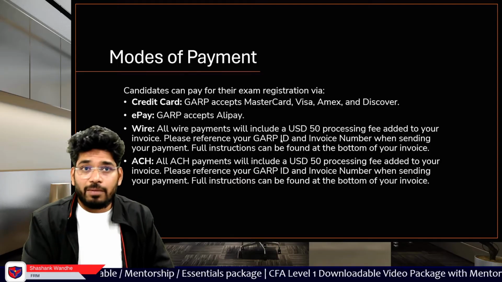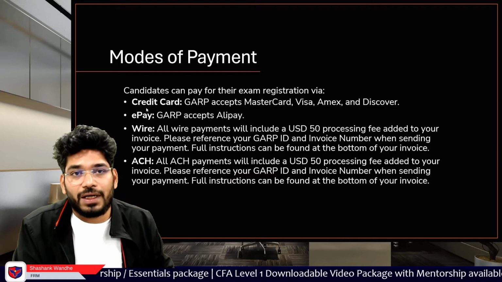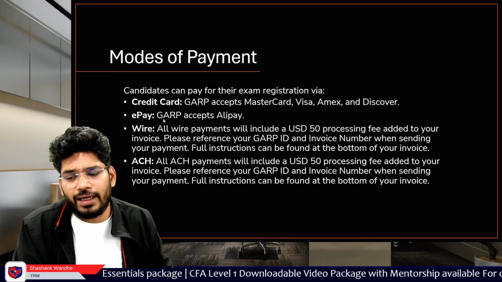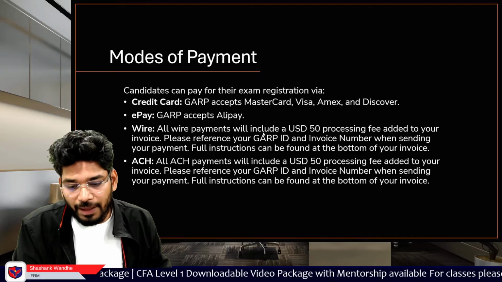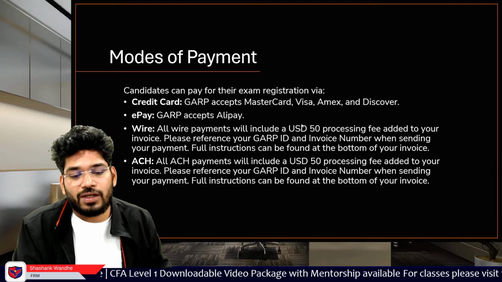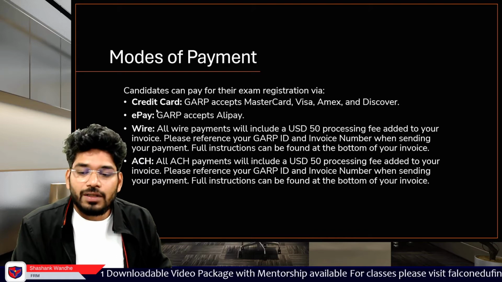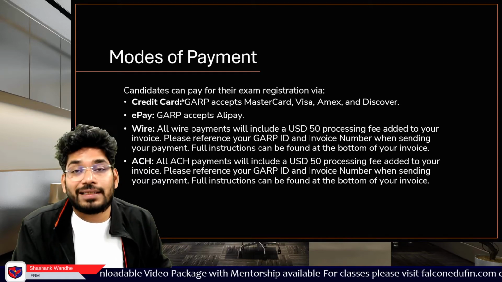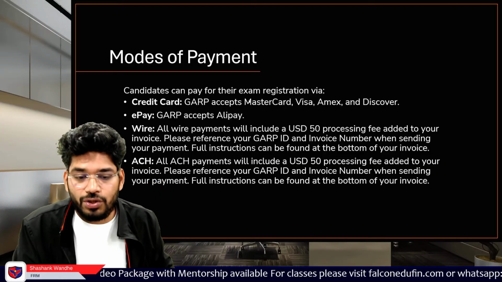the same. Now, what are the payment modes available for the exam fees and the registration fees? Here on GARP's website, this is the information available: credit card, e-pay using Alipay, then wire. All wire payments will include a USD 50 processing fee, so you can wire transfer it. Mainly, most of the candidates are going to use the credit card, and there is a very important point for the Indian students.